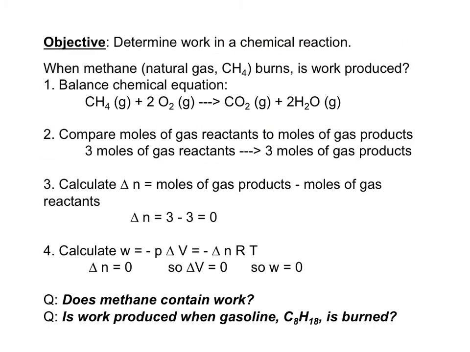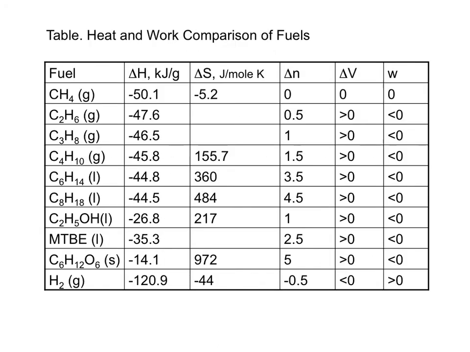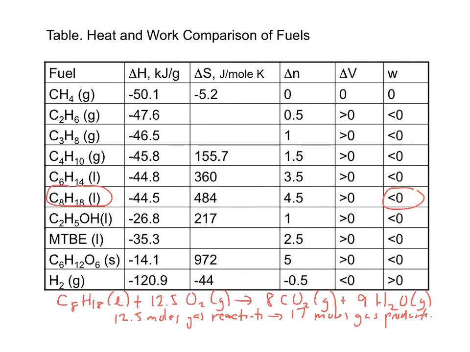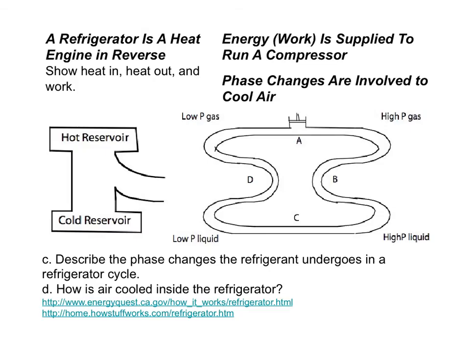Here's how we can determine how much work is involved in a chemical reaction. So stop the video and read these 4 steps. So when methane burns, it doesn't produce work. Stop the video again and repeat those steps for gasoline. So when gasoline burns, work is produced. More moles of gas products than reactants will cause the gas to expand and produce work.